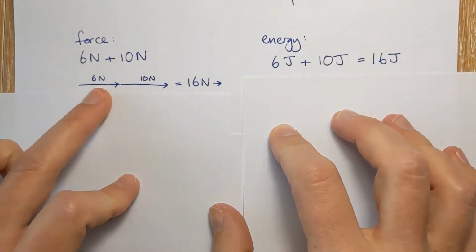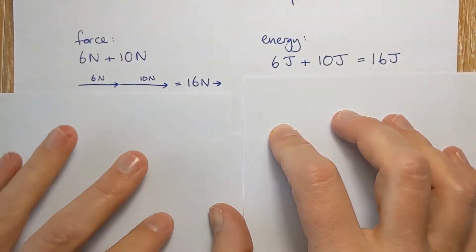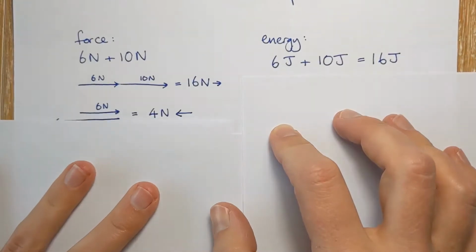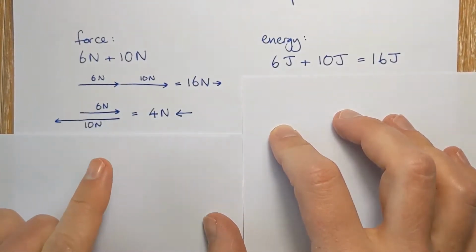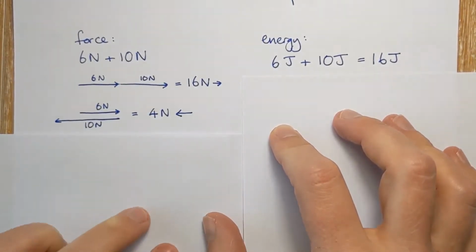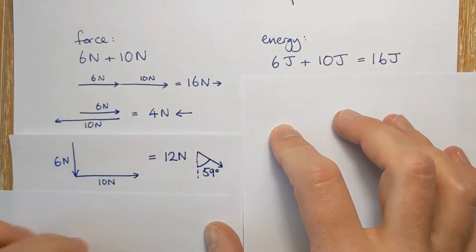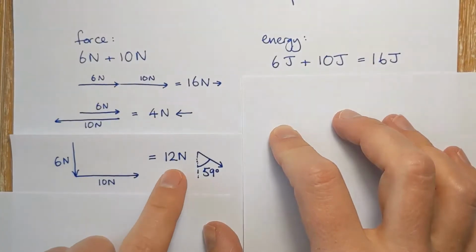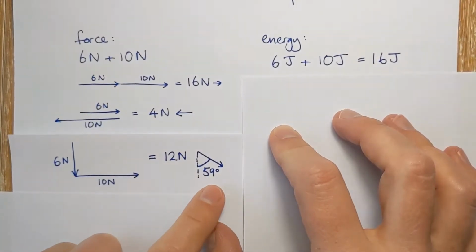So if I do 6 plus 10 in the same direction, I get 16 newtons in that direction. If I have 6 in one direction plus 10 in the other, I get 4 in the other direction. And I can do it any way I like. So 6 newtons down, 10 newtons to the right, that's going to get me about 12 newtons at an angle of about 59 degrees to the vertical.